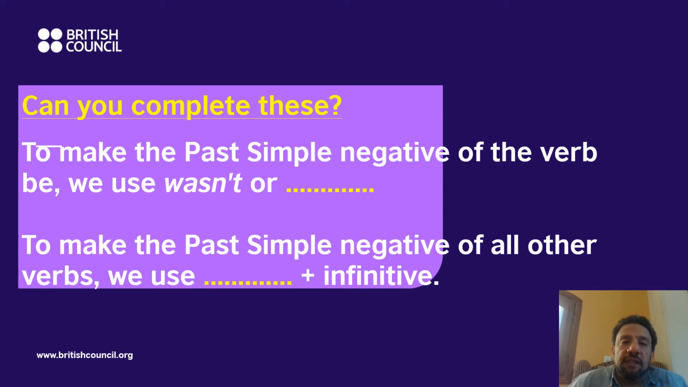Now that you've looked at the examples from the reading, can you complete these sentences I have here? To make the past simple negative of the verb to be, we use wasn't or weren't. To make the past simple negative of all other verbs, we use didn't plus the infinitive of the main verb. You can pause the video, go back, think about it, and then go to the next slide to see the answers.